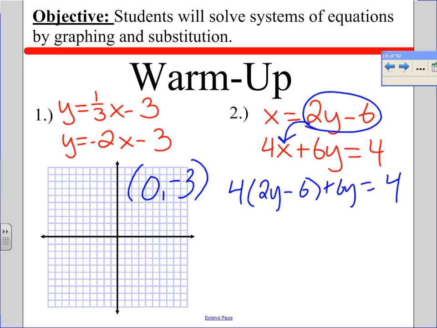Okay, so to solve, distribute, you get 8y minus 24 plus 6y equals 4. Combine like terms, solve for y. So let me just stop there. Matthew, did you get an answer? No? Who got an answer on that and wants to share it with us? Amy?